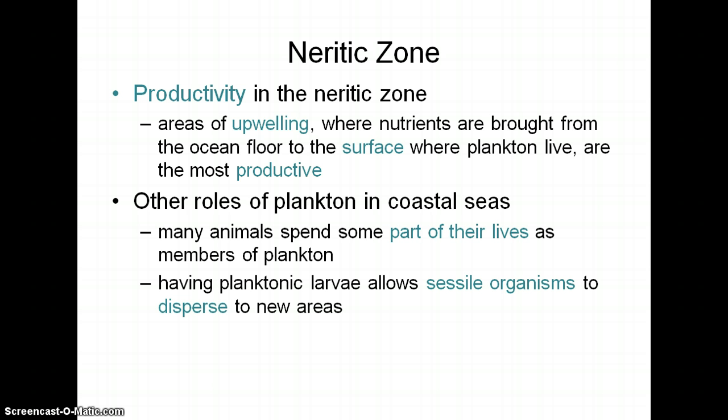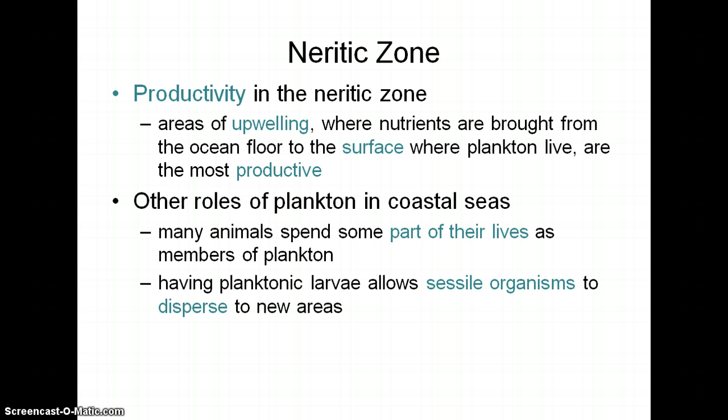Productivity in the Neritic Zone. In areas of upwelling, where nutrients are brought from the ocean floor up to the surface, that is where you will find the most productive areas. So areas of upwelling. And then you also get the runoff, so you get just tons of nutrients, which means lots of phytoplankton.